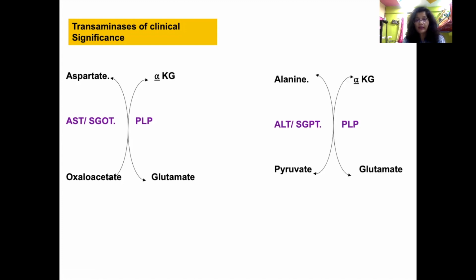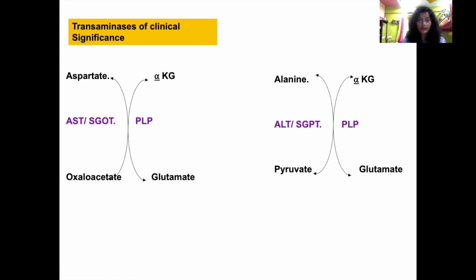Now let's take the example of the second transaminase, which is used very commonly, that is ALT. ALT stands for alanine. So alanine transfers its amino group to alpha-ketoglutarate to form pyruvate and glutamate. And here the enzyme is known as alanine transaminase. Previously it was known as serum glutamate pyruvate transaminase.